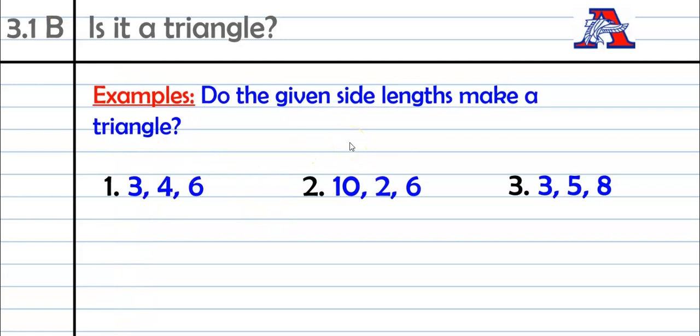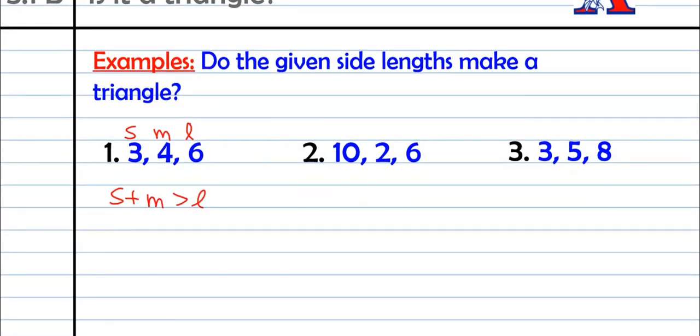Okay, so we're going to dive right into some examples. It says, do the given side lengths make a triangle? So pretty simple. How I always do these is I just label them. So I do short, middle, long, and I'm going to use a cursive L so it doesn't look like a 1. Short, middle, long. Okay, so you just have to remember that short plus middle has to be bigger than long.